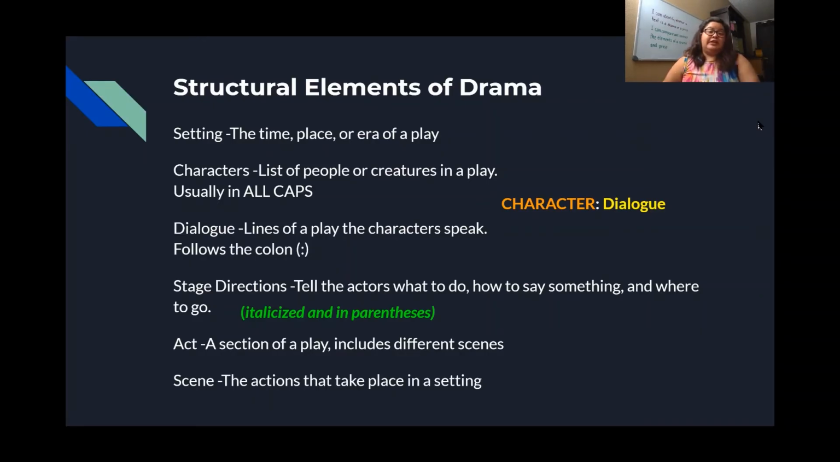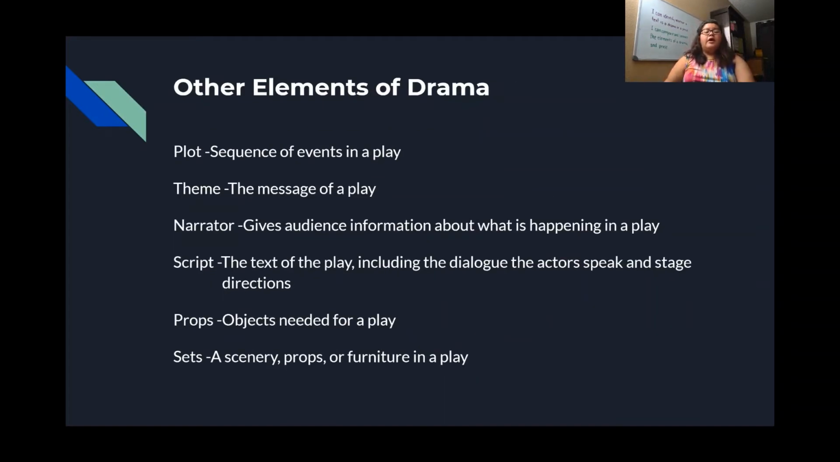You will definitely go over structure of drama in fourth grade and even further. You won't have to know all of the really teeny tiny details, but you will have to understand how they fit together so that when you're reading, you're able to interpret things and imagine how they're supposed to go together. So let's keep going. Some other elements of drama, not as big, but they are still important.